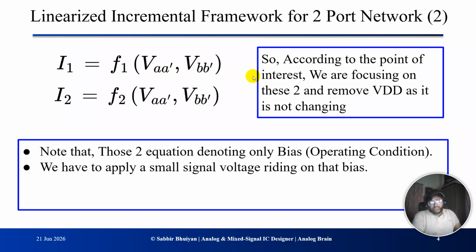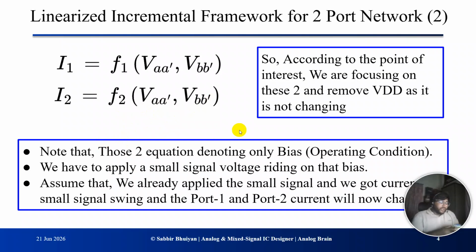If I talk about a MOSFET, this I2 is nothing but your IDS. This VA prime is nothing but your VGS, but this is VGSQ, your quiescent VGS, which means it's only your bias. VB prime is your VDS. So note that those two equations denote only the bias operating condition, and we have to apply a small signal voltage riding on that bias.